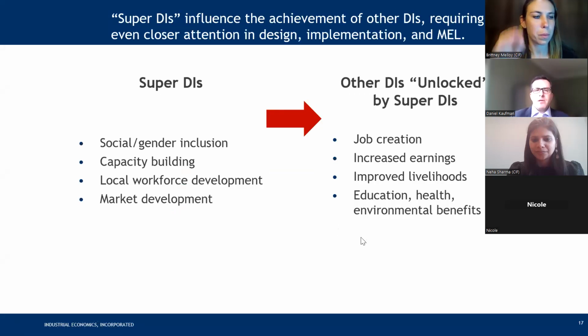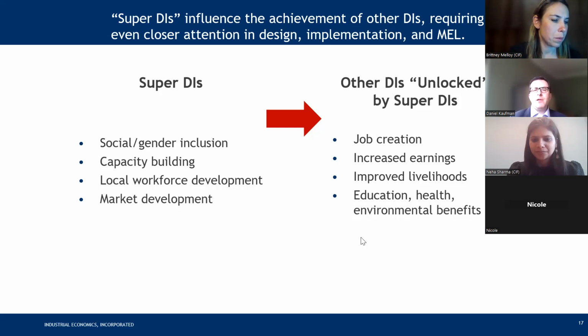So within the general category of development impacts, we identified a set of development impacts which are particularly catalytic, and we refer to these development impacts as SuperDIs. We call them SuperDIs because they're catalysts to unlock other development impacts. As shown on the left-hand side of the slide, SuperDIs that we identified include social and gender inclusion, capacity development, local workforce development, and market development.